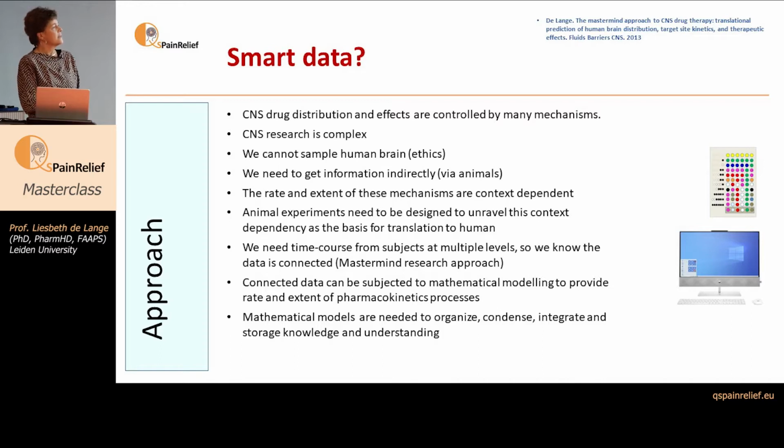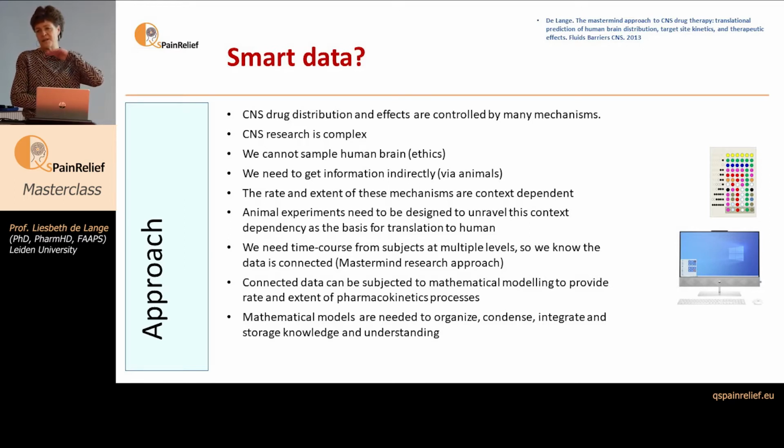And we all know, at least I hope, that we cannot sample the human brain. You can have non-invasive techniques, of course, but definitely not invasive ones because of the ethical rules. It means that we need to find a way to get this information indirectly. And we have learned that the rate and the extent of all the mechanisms between dose and ultimate effect are context dependent, systems dependent. So we need to have animal experiments to be able to see what the contributions are of each of these steps. And that is then the basis for translation to human.